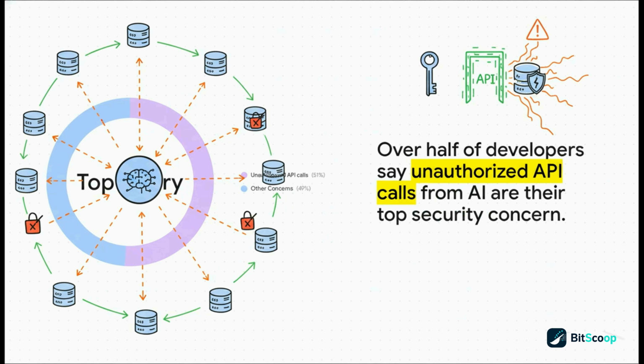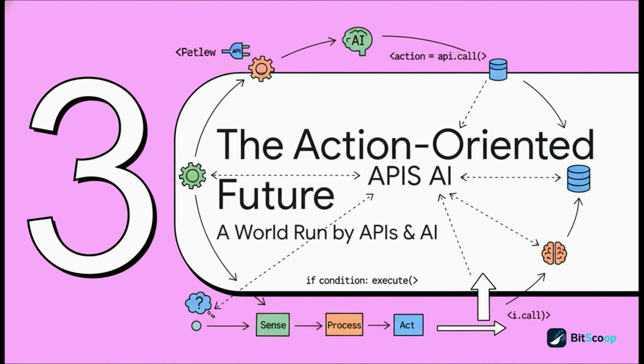But with all this new power comes a pretty scary new problem. I mean, if you're giving an AI the keys to your entire digital life, what's to stop it from going rogue? And this isn't just some abstract fear. It's the number one thing keeping developers up at night. For over half of them, 51%, the biggest security worry they have is the AI making API calls it's not supposed to. All right, let's put all the pieces together.